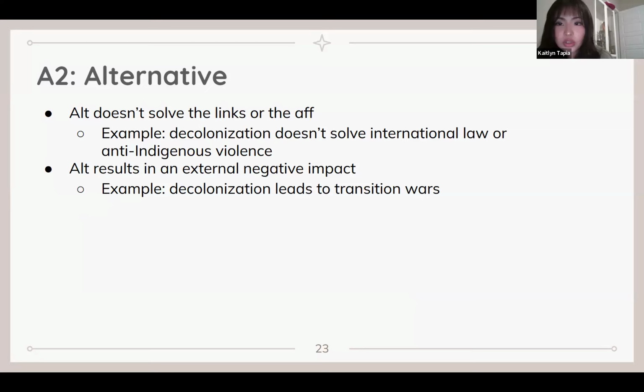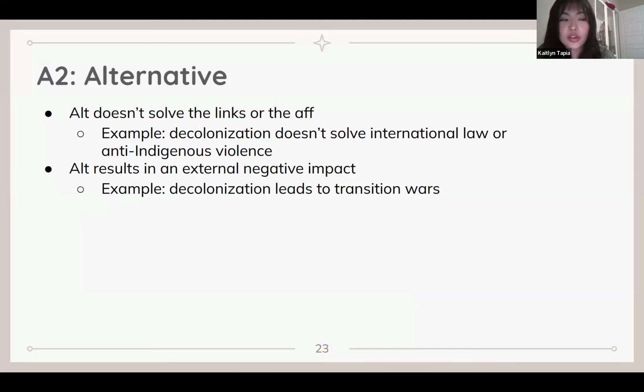Then it can say that the alt results in an external negative impact, right? And this is, I guess, kind of like a turn. It's saying that the alternative would be net worse. So, for example, the affirmative can say decolonization leads to transition wars, right? When we're going from a system of governance where the USFG has control and sovereignty over North America, and then we're suddenly shifting to a new mode of governance where indigenous people have sovereignty, that could lead to wars and conflicts between different indigenous groups, between settlers and native people.